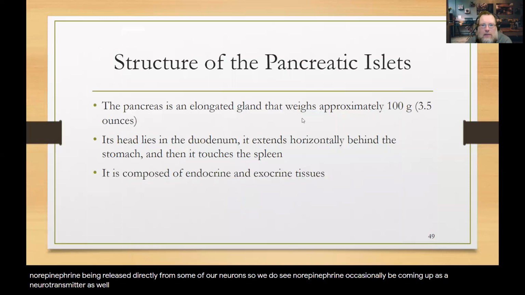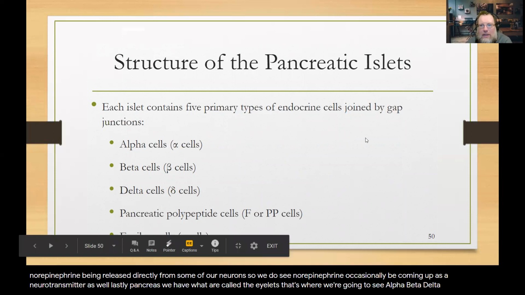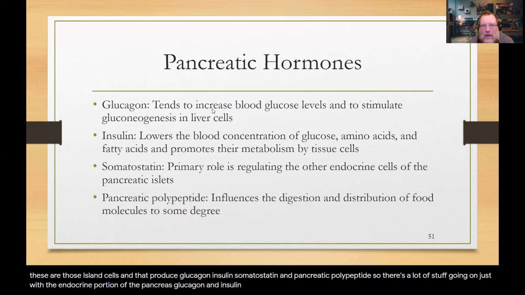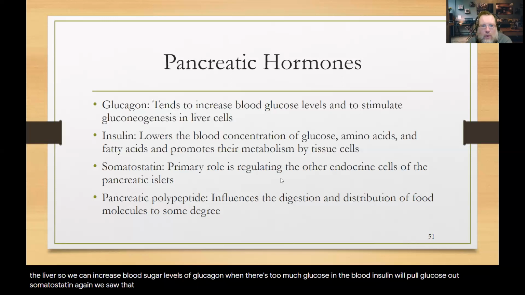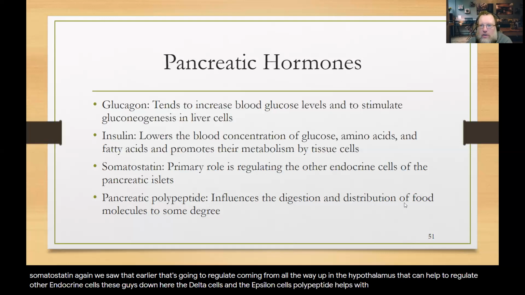Lastly, the pancreas, we have what are called the islets. That's where we see alpha, beta, delta, epsilon cells. These are those island cells that produce glucagon, insulin, somatostatin, and pancreatic polypeptides. So there's a lot going on with the endocrine portion of the pancreas. Glucagon and insulin are the two biggies. Glucagon triggers stored glucose to get released from the liver, so we can increase blood sugar levels. When there's too much glucose in the blood, insulin will pull glucose out. Somatostatin, we saw that earlier, coming from the hypothalamus, can help regulate other endocrine cells. Polypeptide helps with digestion and distribution of nutrients.